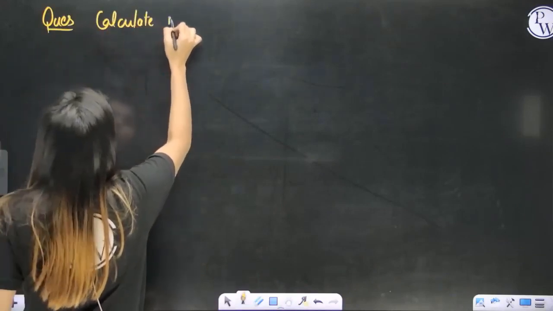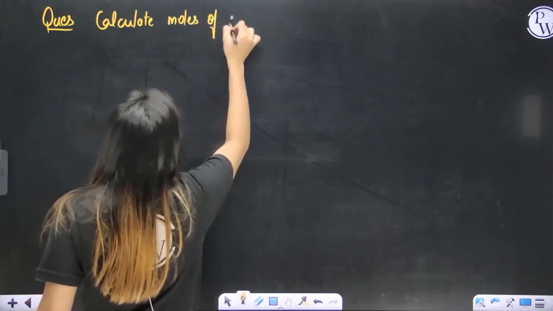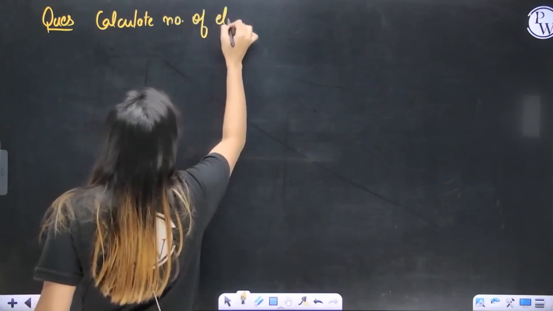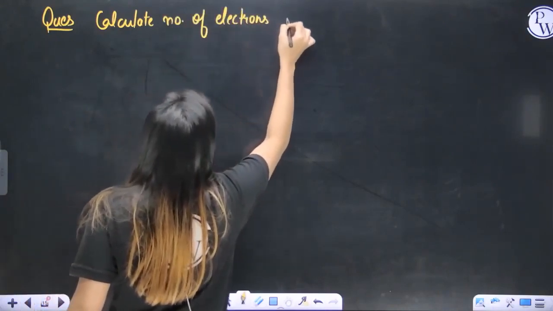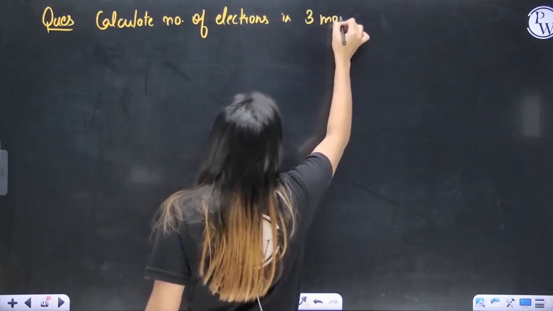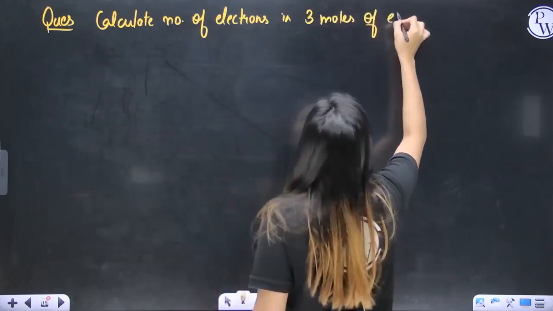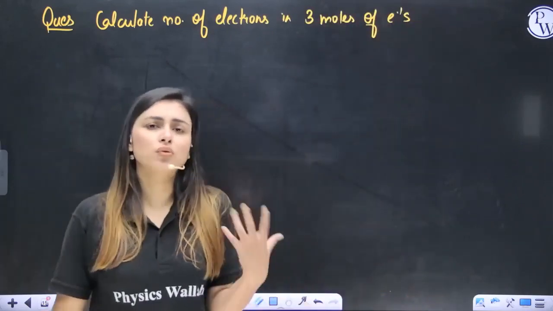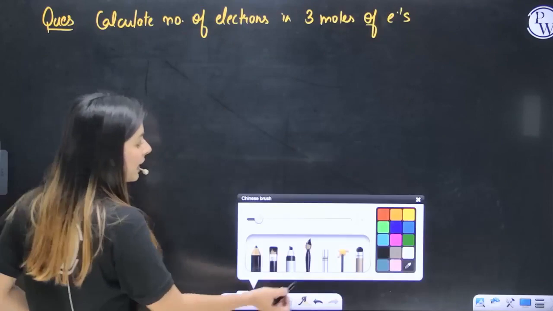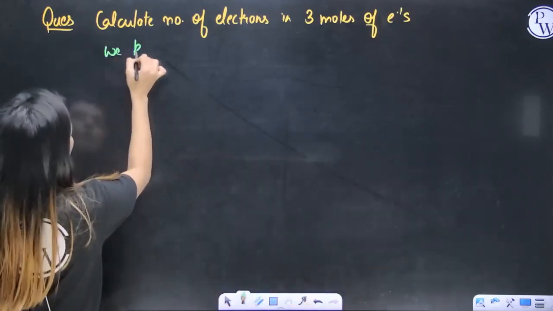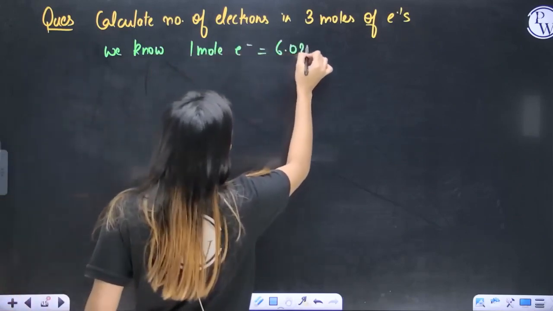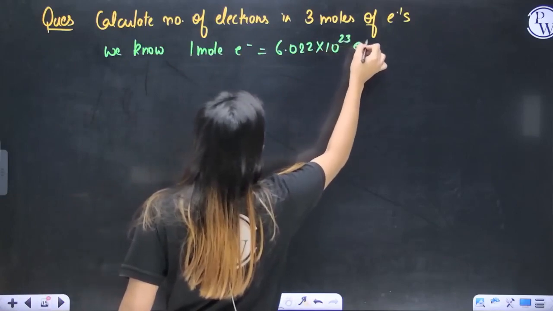Calculate number of electrons in 3 moles of electrons. You have been given 3 moles of electrons. You have to tell me the number of electrons. What will you say? We know 1 mole of electrons means 6.022 into 10 raised to the power 23 electrons, right?